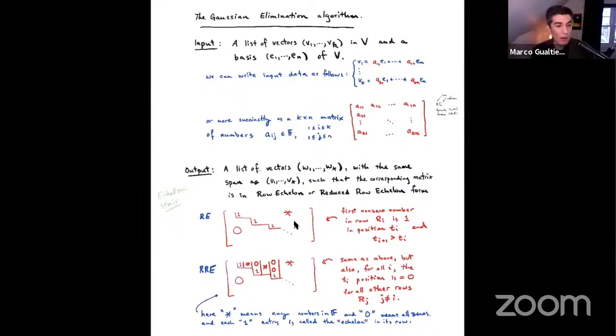So this is like a problem statement. Given a list of vectors and a basis, can you produce another list of vectors, same length, with the same span, such that if I expand it out in terms of the same basis, I'm going to get something in reduced echelon form? So it's a problem.